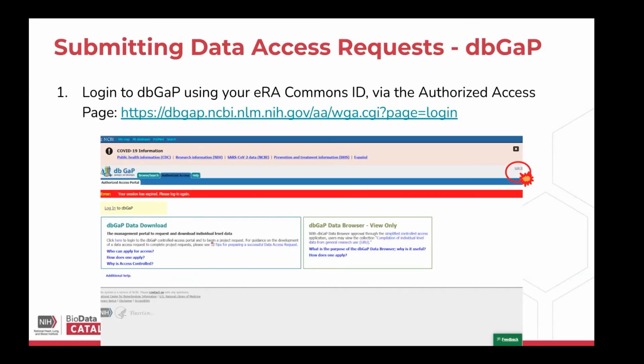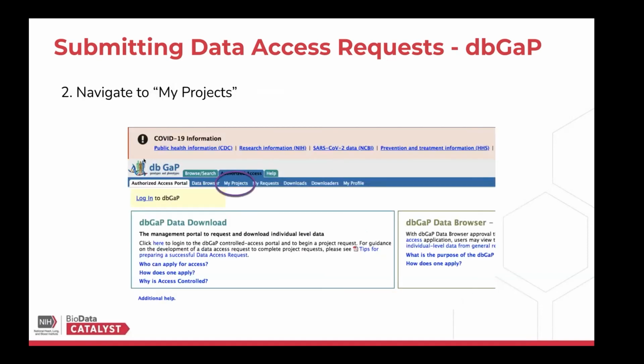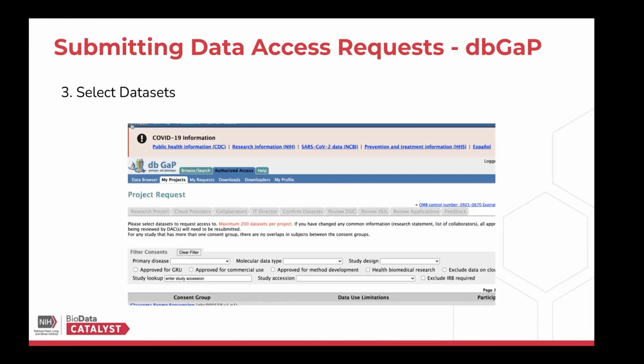So what does the process actually look like? First, you would log into dbGaP using your eRA Commons ID, using the authorized access page. There's a link here. Next, you would navigate to your projects. Then you would select the data sets that are of interest to you. You can search by primary disease type, or if you know the data set you're interested in, you can use the study lookup.